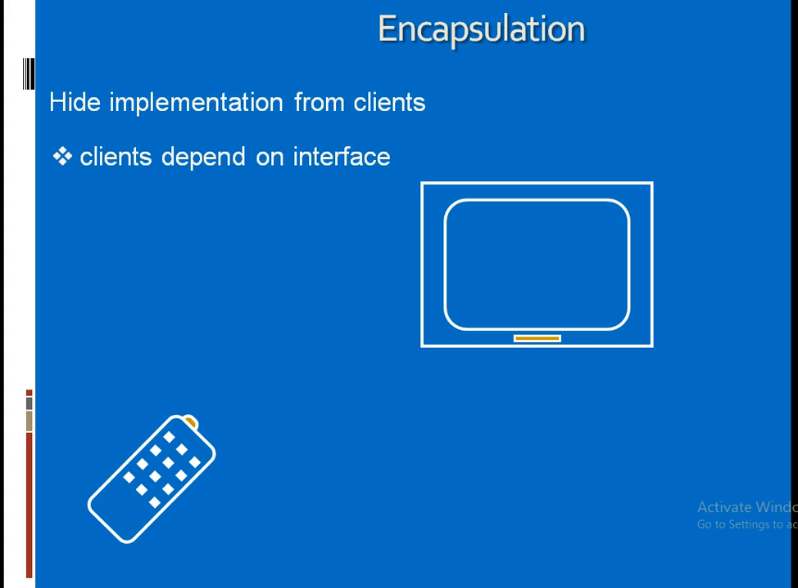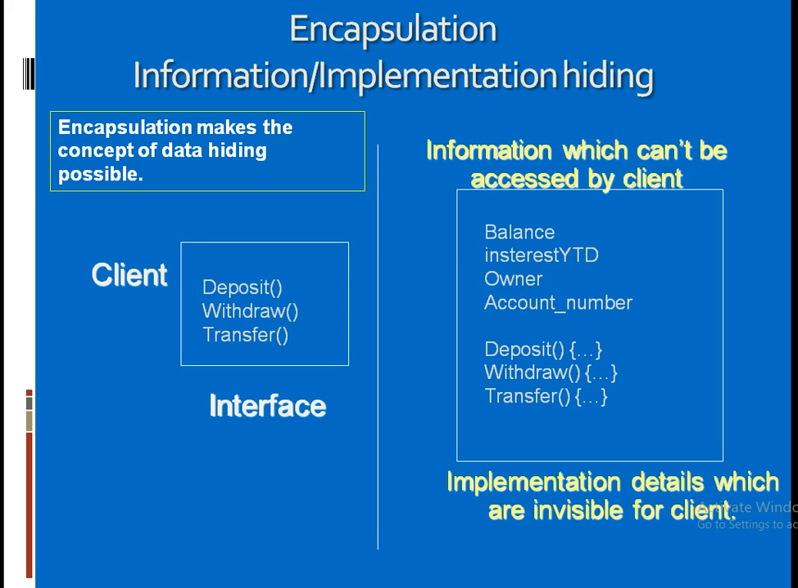So that is hiding implementation from clients. Mostly clients may depend on its interfaces where the information is hidden from each other. So encapsulation makes the concept of data hiding possible. For example, when we consider the bank domain, the client may be able to deposit, withdraw as well as transfer the amount from one account to another account. But we won't be able to know the background information.